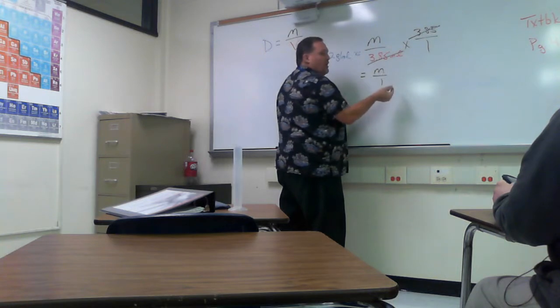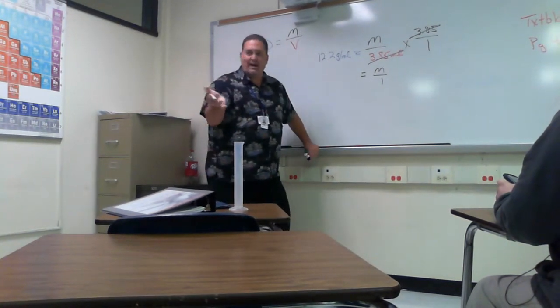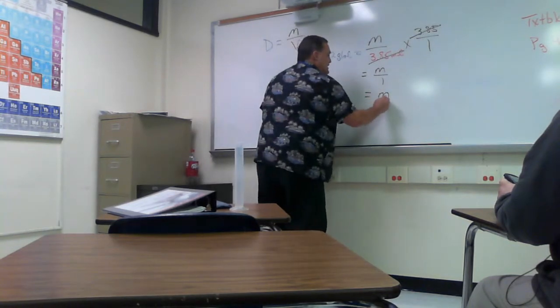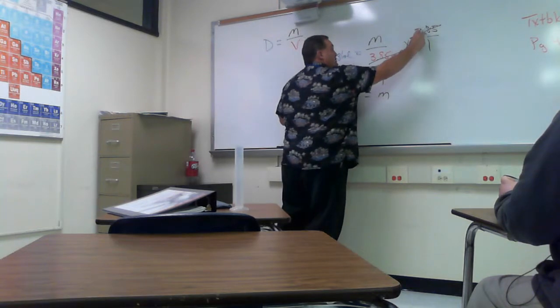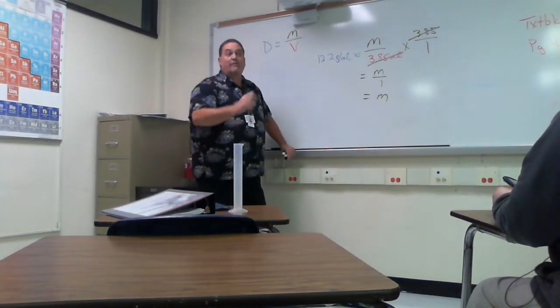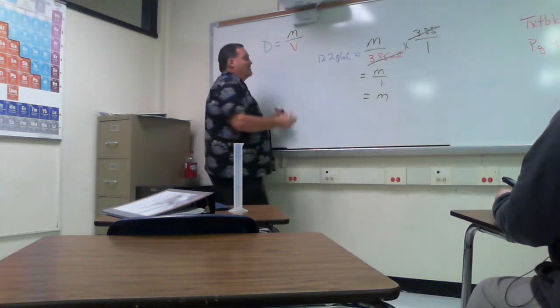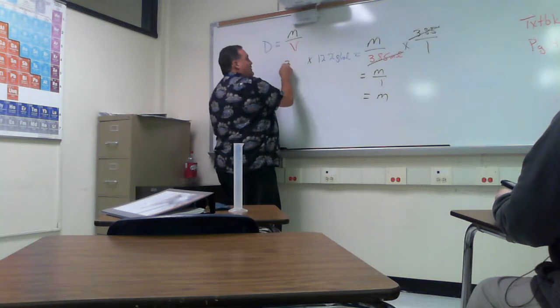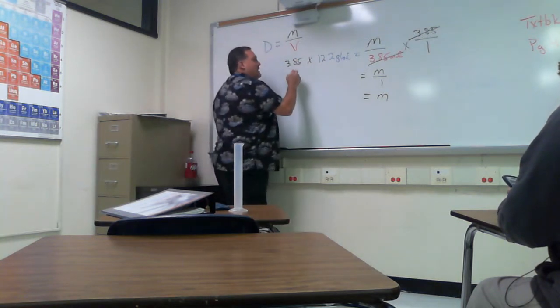And what is mass over 1 the same as? What is any number over 1? It's that number, right? So now we know we got mass. But if we multiply this side by 3.85, what do we also have to do? If you multiply one side, there you go, Chantel. You have to multiply this side by 3.85. So, let's do that, okay?